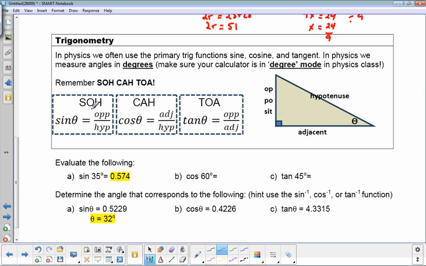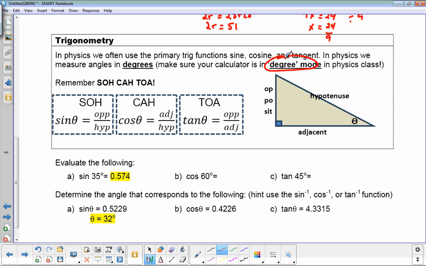So for sine, the sine of theta is equal to opposite over hypotenuse. Cosine is equal to adjacent over hypotenuse. And tangent is equal to opposite over adjacent. So you remember SOH CAH TOA. Now, when you're measuring angles in physics, it's really important to remember to use degree mode. So you always have to double check, is your calculator in degree mode? Otherwise, you have very incorrect values.